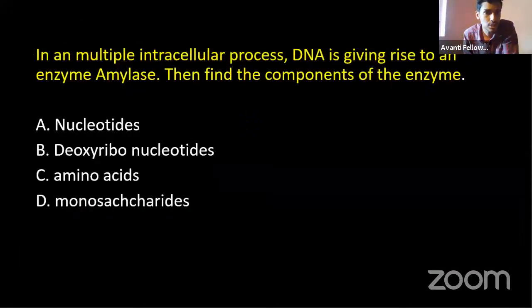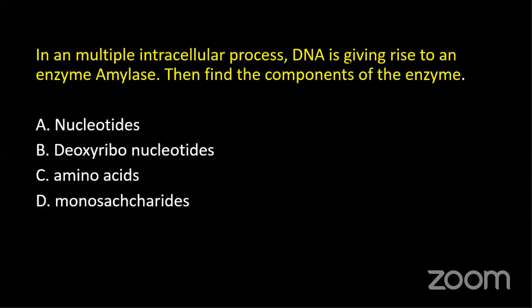The first question came. The question is simple. In multiple intracellular processes, that means there are several processes going on, DNA is giving rise to an enzyme, amylase. What's happening in the process? DNA is giving rise to an enzyme called amylase, and they're asking to find the components of the enzyme. The options are: option A, nucleotides; option B, deoxyribonucleotides; option C, amino acids; and option D, monosaccharides.